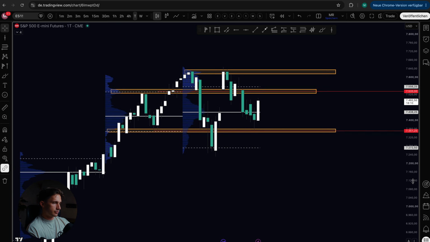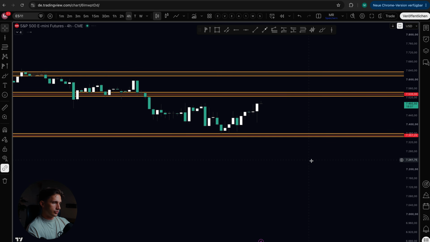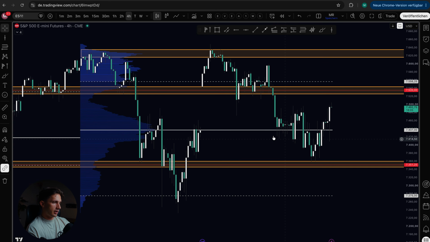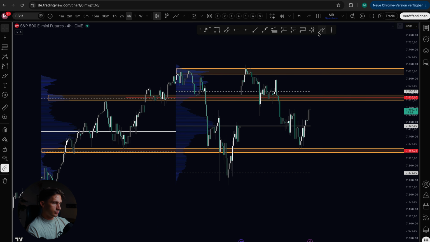So that's the first approach that I'm doing on the daily time frame. You also can go to the 4-hour, and on the 4-hour I have as well the monthly profiles. And then you can now see the zones very clear. You can see here the rejection, here the rejection, here the rejection. So when the market comes here up, it could reject as well.